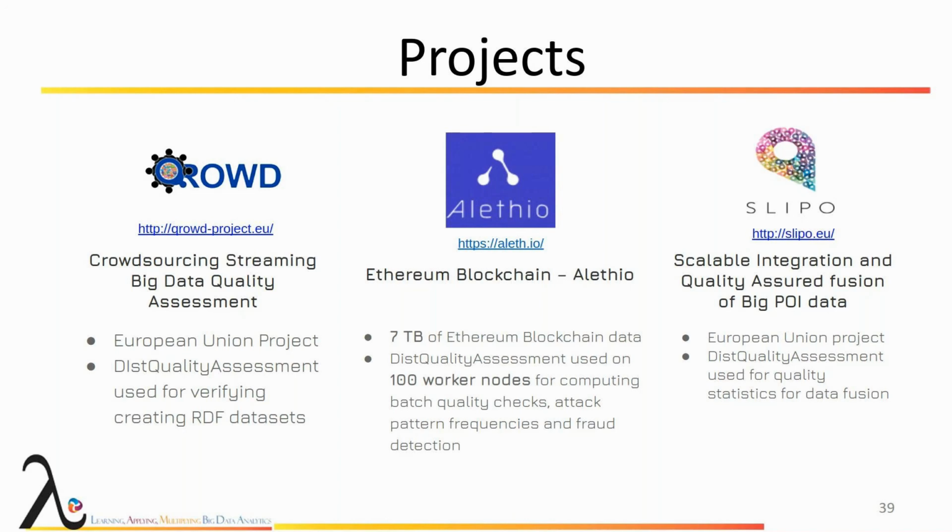But SANSA is also powering some parts of the Crowd project, which was about streaming big data quality assessments. There are lots of tools on quality assessments also in the SANSA stack. And finally, we have also been using SANSA together with a company to directly compute analytics on top of the blockchain. So it's a bit trendy, but the idea was to consider the blockchain as a big knowledge graph and then to extract some statistics on top of that.